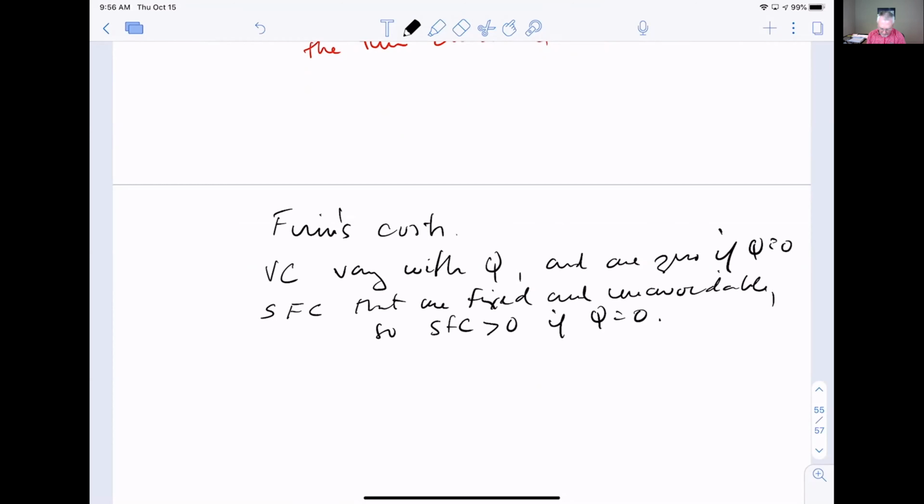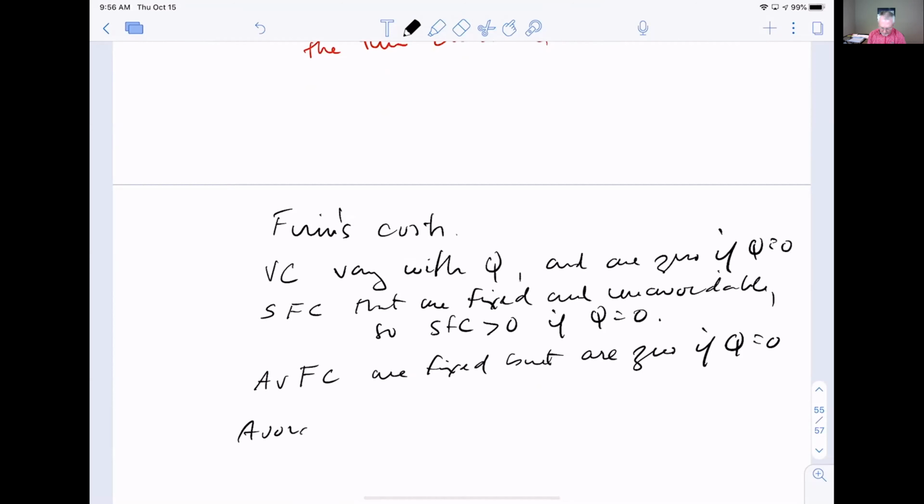Now we said we have avoidable fixed costs. I call that AV fixed costs, are fixed, but are zero if Q equals zero. So then we define avoidable costs. Are variable costs plus avoidable fixed costs.